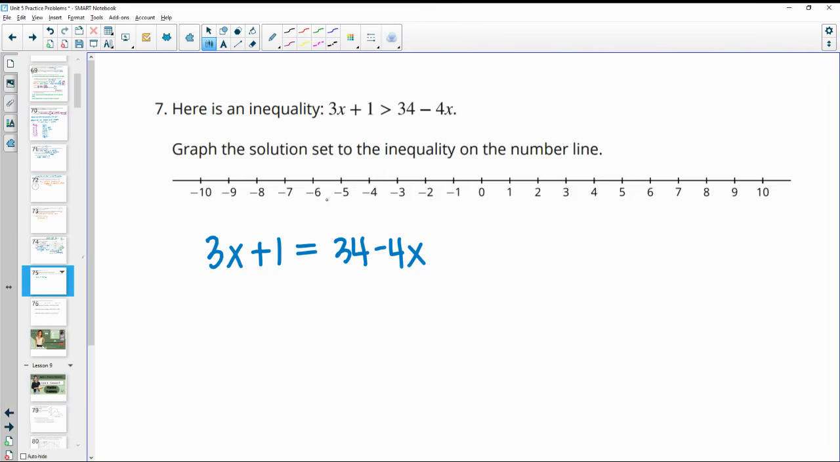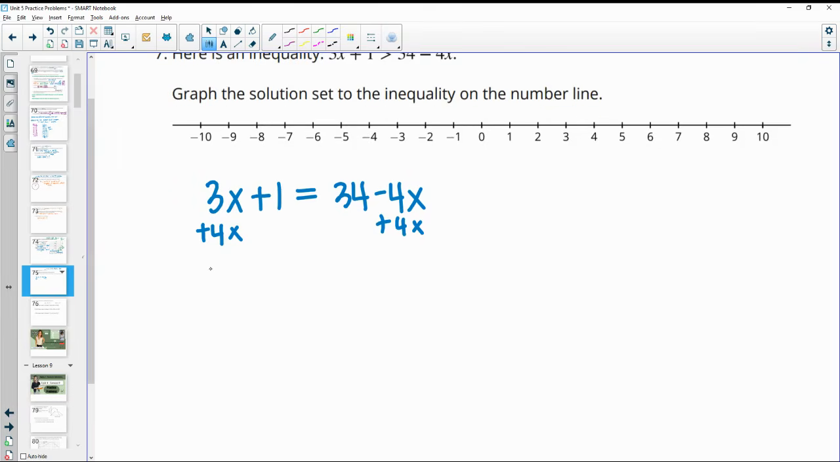You can also leave it as the inequality. And then if you multiply or divide by a negative number, you need to make sure you flip the sign. So you may have figured out that pattern. You may have been taught that pattern. I can kind of show you both ways here. So I'm going to add 4x to both sides to get our x's together. So we're at 7x plus 1 equals 34.